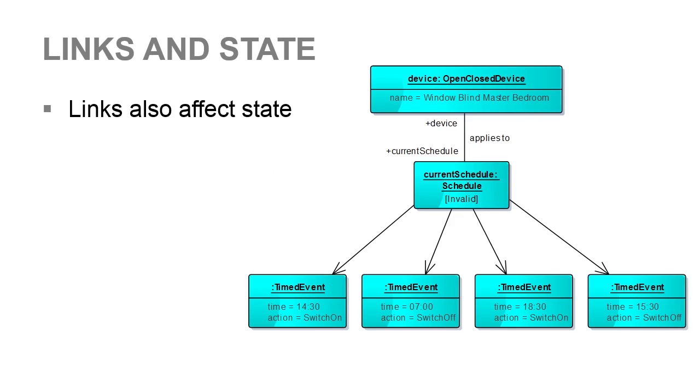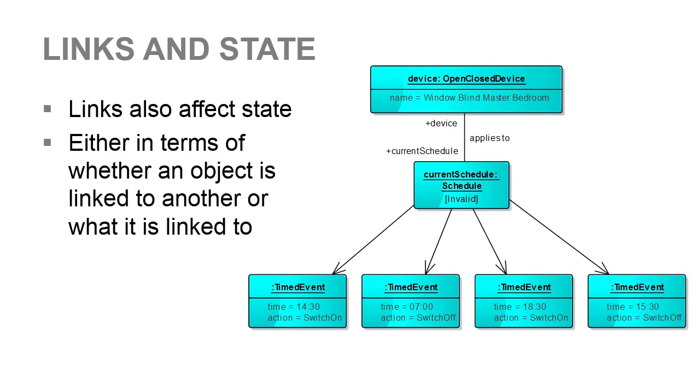Links between objects also affect the state of objects in a system. The fact that something is linked to another object may be significant. For example, a customer order that doesn't have any links to any order lines isn't going to be possible to dispatch and may have to stay in a pending state until one or more order lines have been added to it. What's connected via the links may also be significant.